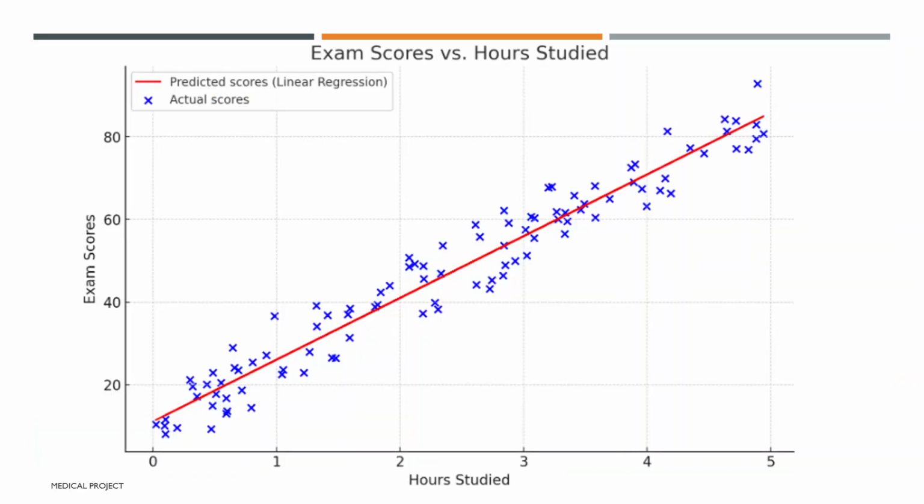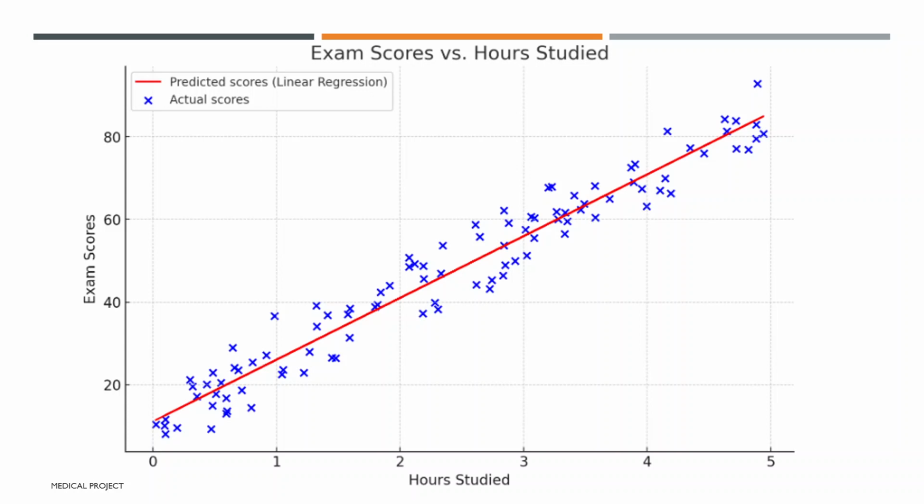Suppose you have a class of students and you want to understand how the number of hours studied affects exam scores. You plot a graph where each point represents a student. The horizontal axis shows the number of hours studied and the vertical axis shows the exam scores. Linear regression is like trying to draw a straight line that best fits all these points on the graph. This line represents the relationship between study hours and exam scores. Once you have this line, you can use it to make predictions.